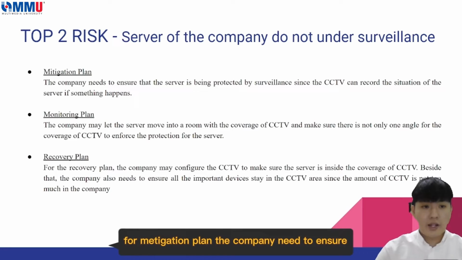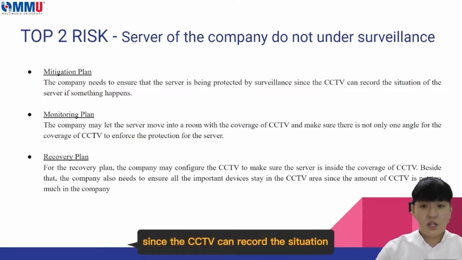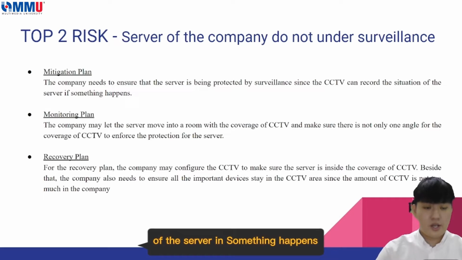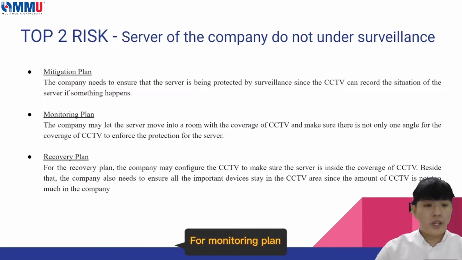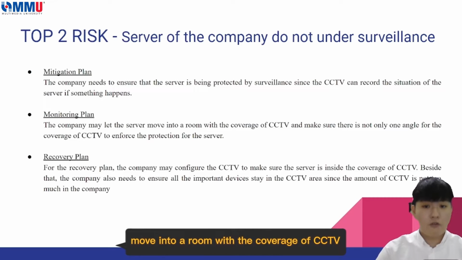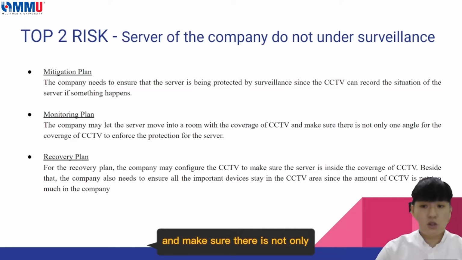For the mitigation plan, the company needs to ensure that the server is protected by surveillance, since the CCTV can record the situation of the server if something happens. For the monitoring plan, the company may move the server into a room with CCTV coverage and make sure there is more than one angle of coverage to enforce the protection of the server.